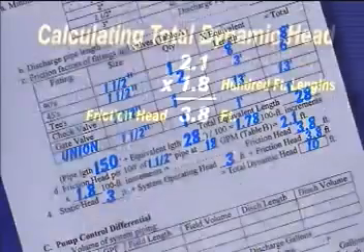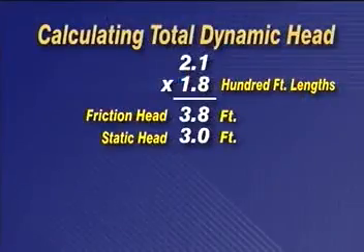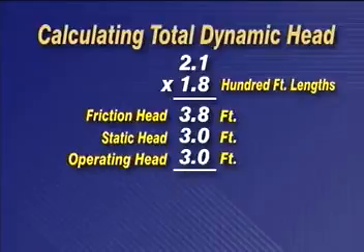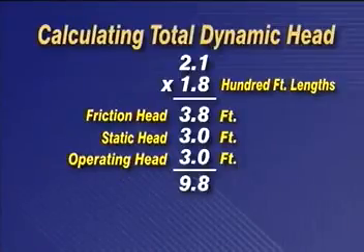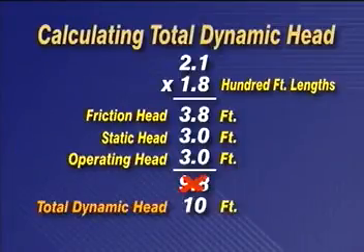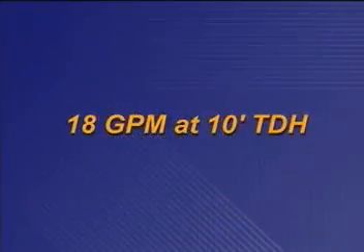As we learned earlier, friction head plus static head plus operating head is our total dynamic head. So we add 3.8 feet our friction head, 3 feet our static head, and 3 feet our design operating head. And we have 9.8, or, rounding up, 10 feet of total dynamic head. Our pump selection criteria for this low-pressure pipe system will be 18 gallons per minute at 10 feet total dynamic head.